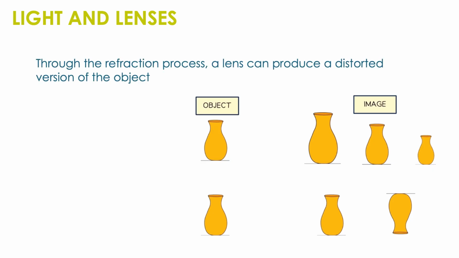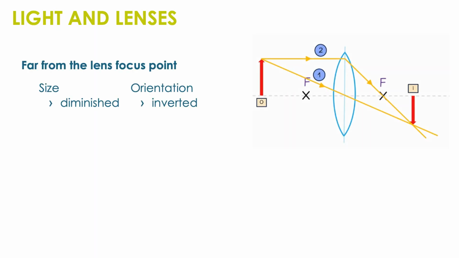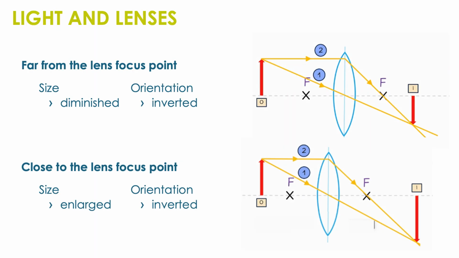Through the refraction process, lenses create an image that can be enlarged, reduced, upright, or inverted, depending on the object distance from the lens. Each lens has 2 focal points, equidistant from its sides. When an object is beyond the focal point, the image is inverted. As the object moves closer, the size and the orientation of the image change, as we can see in the picture. These effects are crucial for understanding magnification and projection systems.